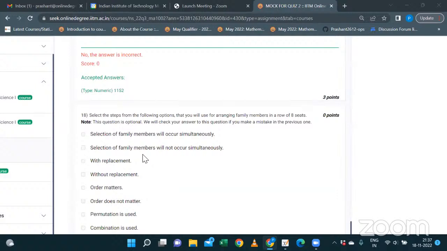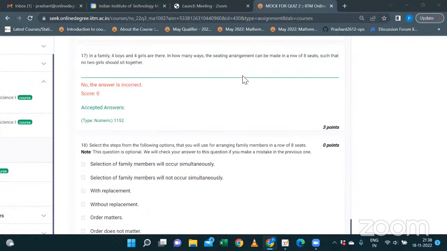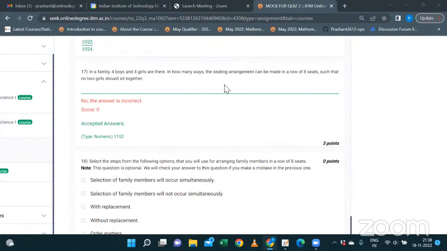Sir, this is simultaneous without replacement, order does matter, and it is a permutation. And call the even position. It's just simultaneously. There are only 2 ways it can happen. One is the first person will be a boy. In that case, the alternate people will be girls. This is the first way. Out of the 4 boys, that can happen in 4P4.